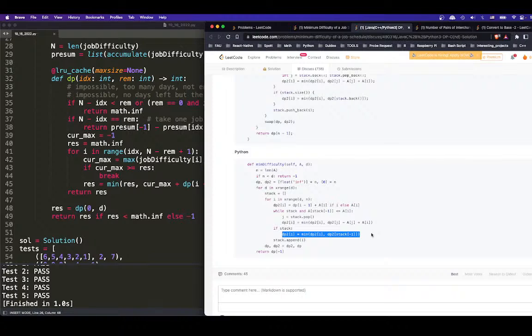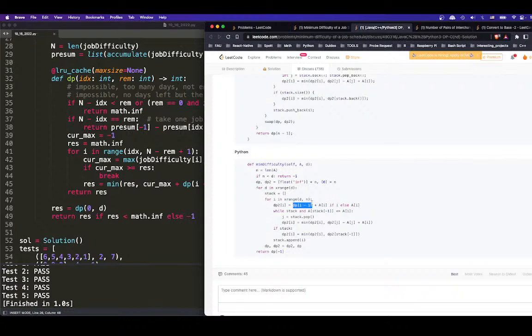Well, each day you do a certain number of jobs. Now the DP is the total difficulty, which includes the first day and then towards the second day. That's why we have this, right? So we include the first day and the second day.